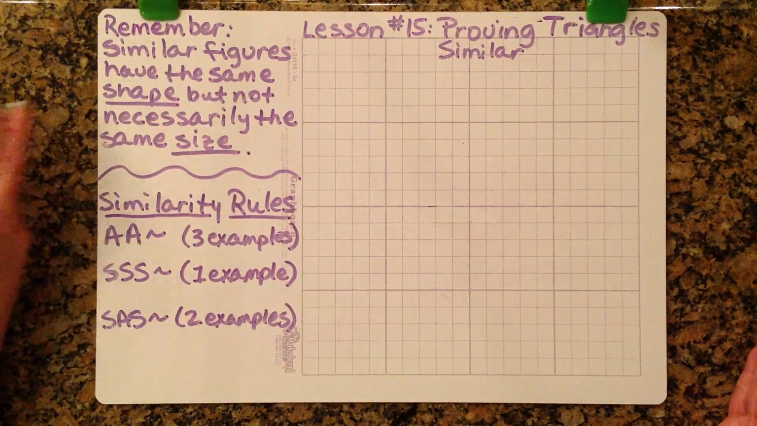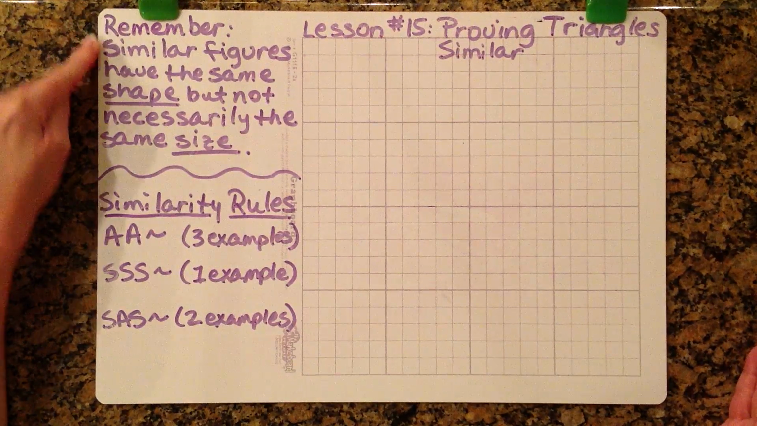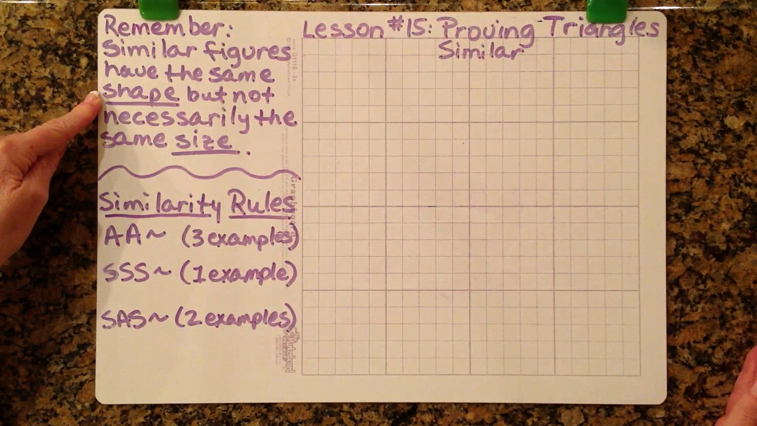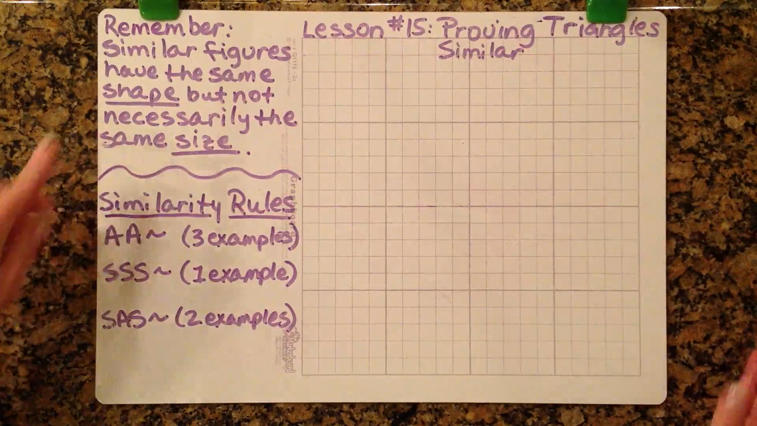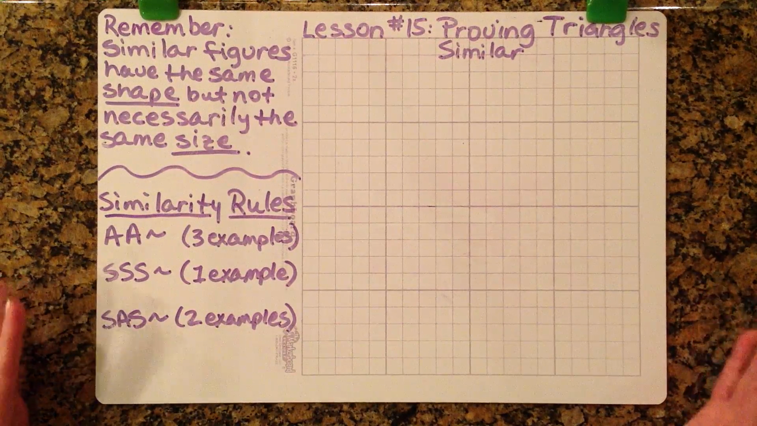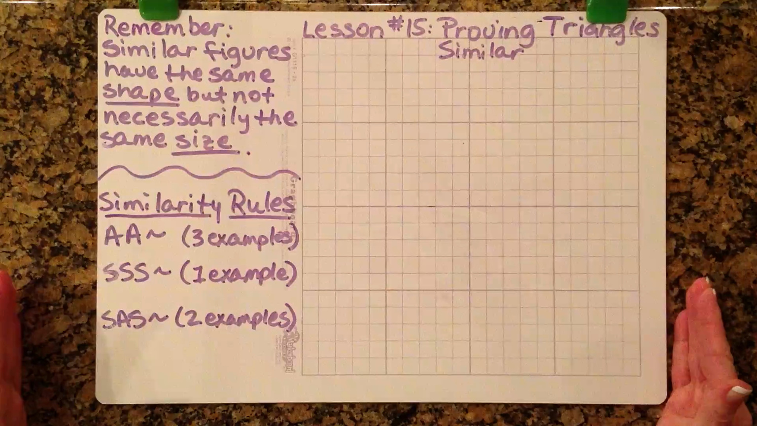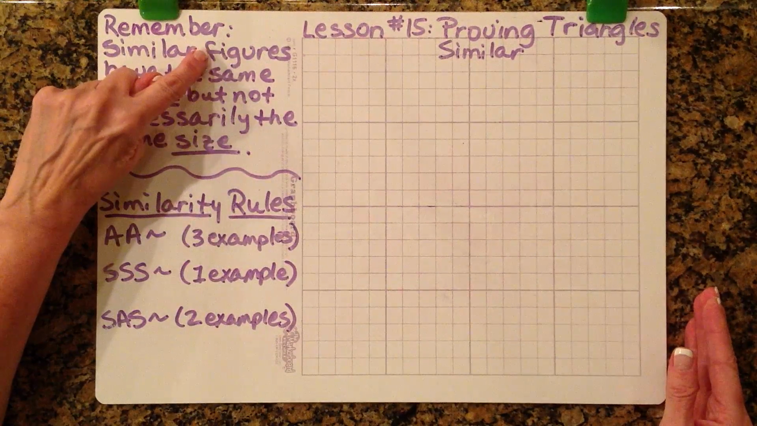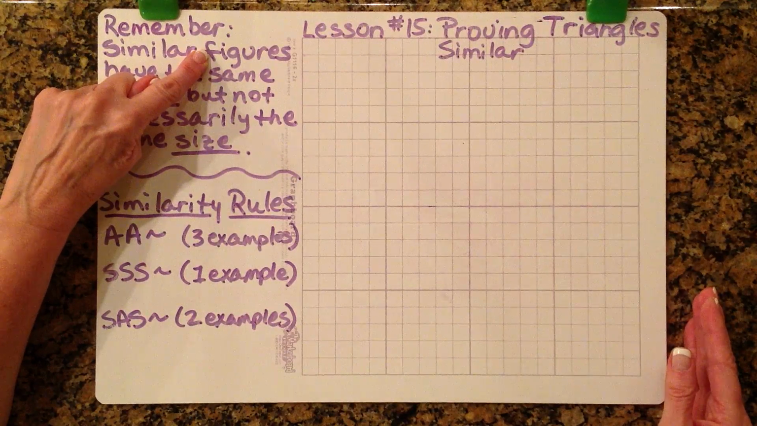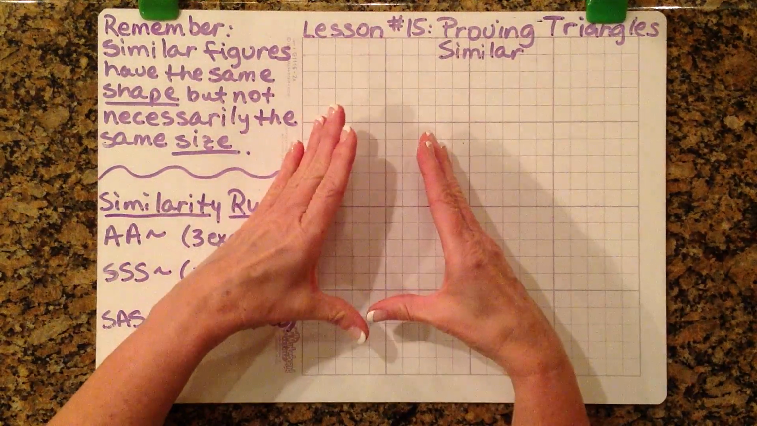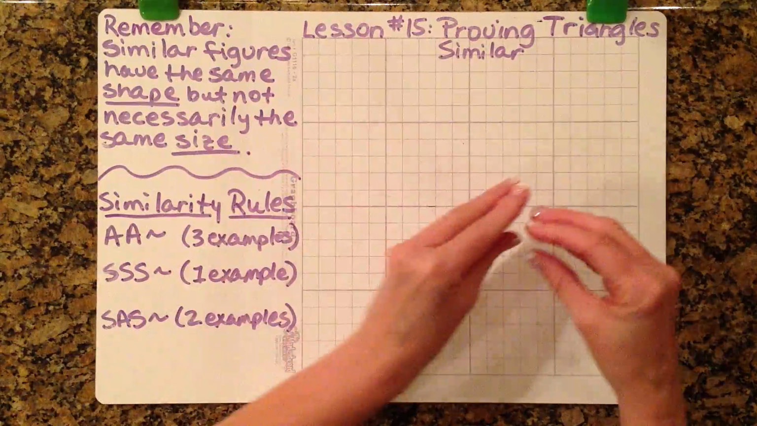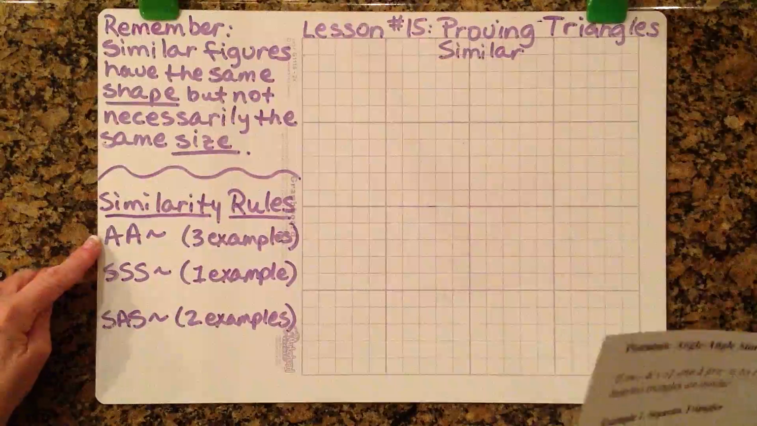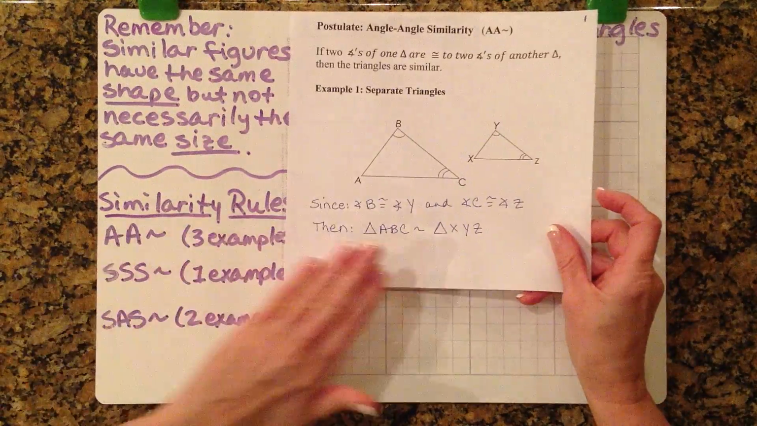First of all, always remember this. Similar figures have the same shape, but not necessarily the same size. So we're not proving triangles are congruent like we did a couple of chapters ago. We're proving that they're similar. And our figures that we'll be looking at today will be triangles. And you're going to have one triangle that's going to be big, and then one triangle that's going to be smaller. So let's start with our very first rule, which is angle-angle similarity.